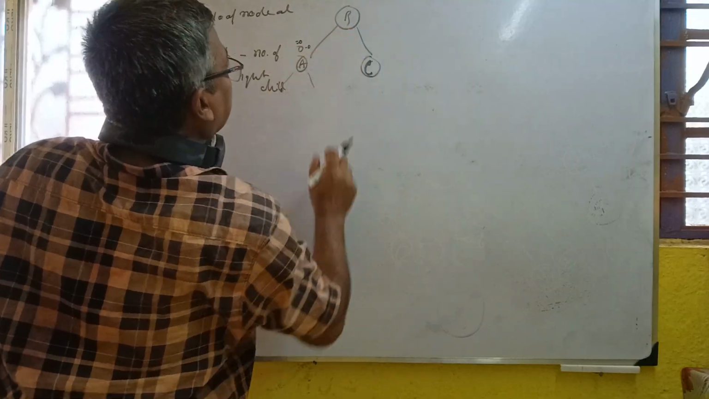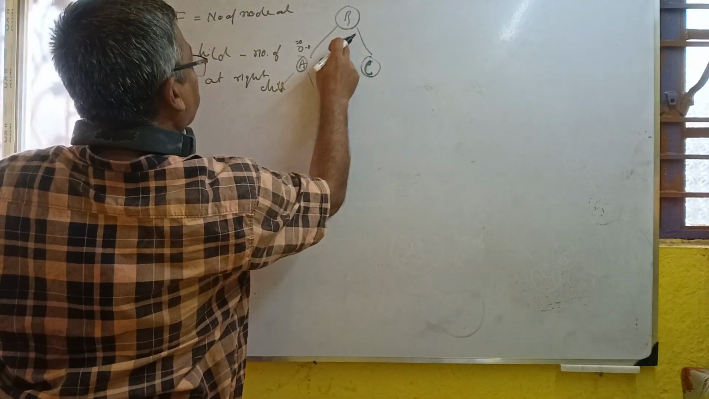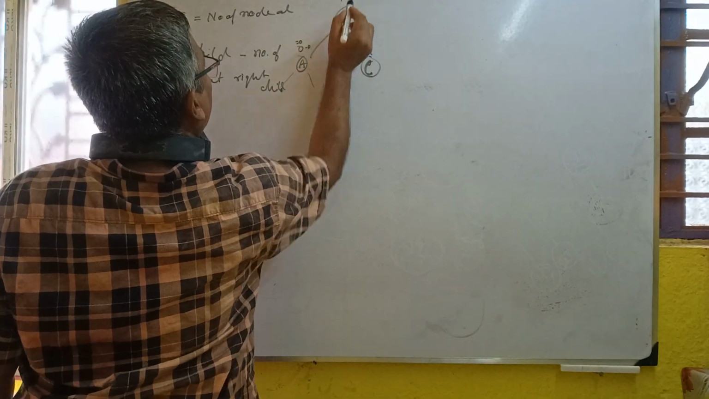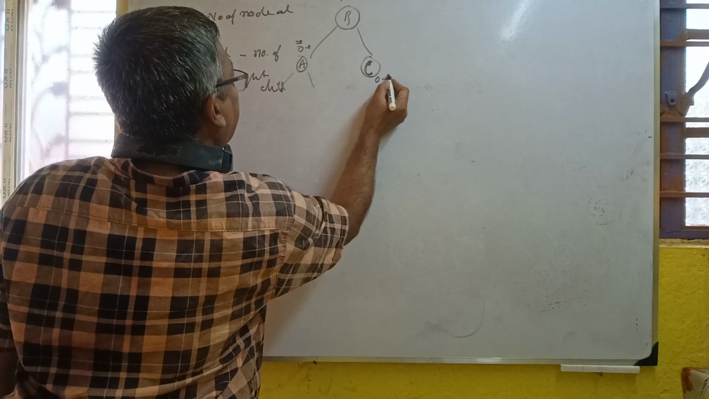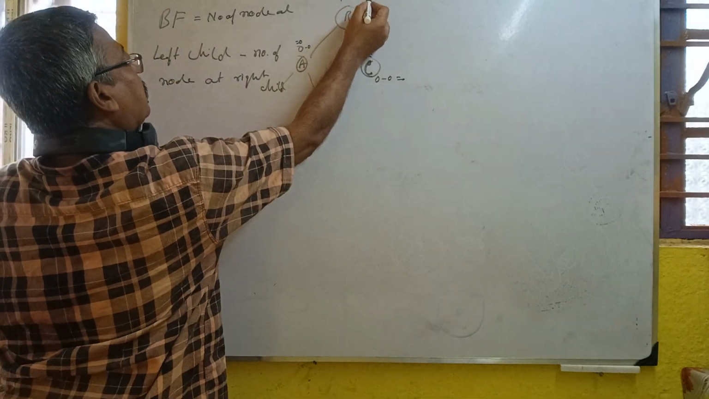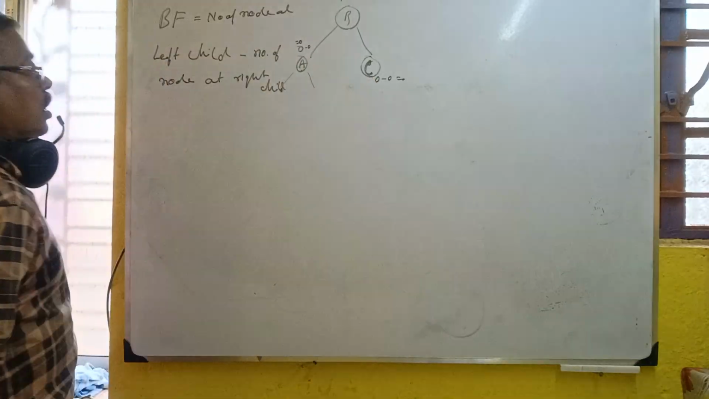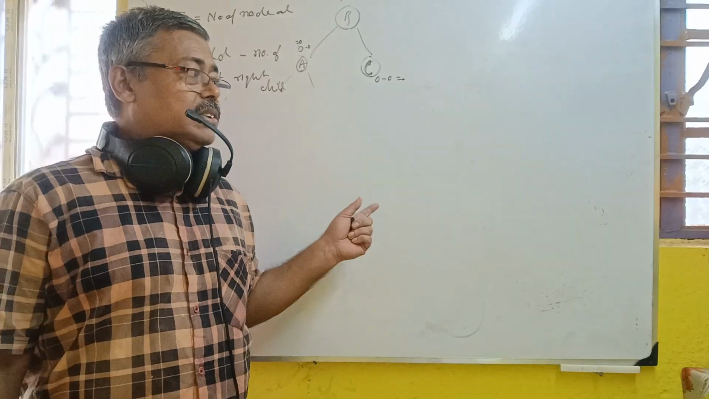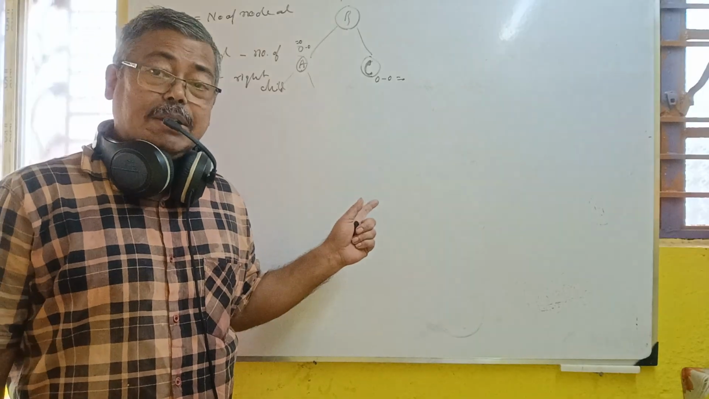Right child node is B, and it has one left child, one right child. So 1 minus 1, that is 0. Here the node has no left or right child, so 0 minus 0, 0. So this is the balance factor: 0, 0, 0. This is your balance factor. This is a balanced tree, so it is also an AVL tree.